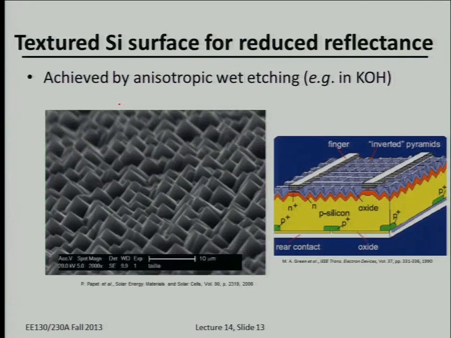So the question is, how do we achieve that rough surface in practice? It turns out that we can do this by actually forming a mask, shown here on the right. What we do is we first form strips of, let's say, silicon dioxide. It's very easy to oxidize silicon. You heat it up in an oxidizing ambient.